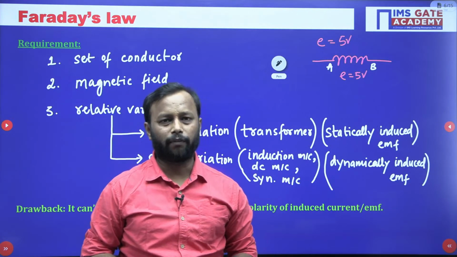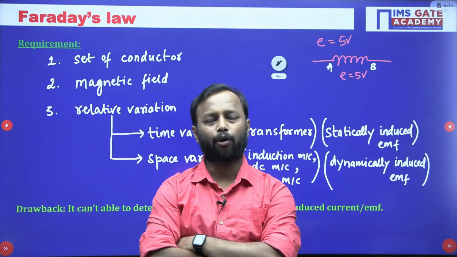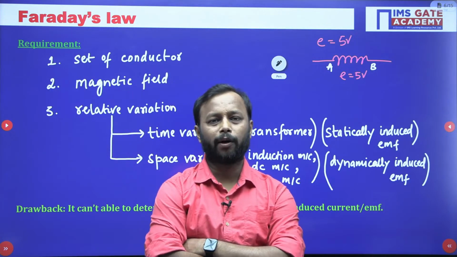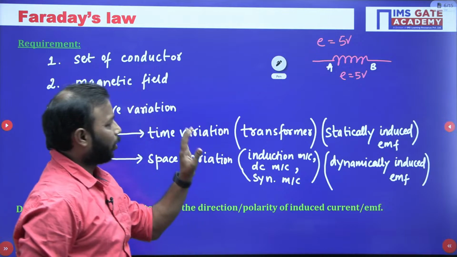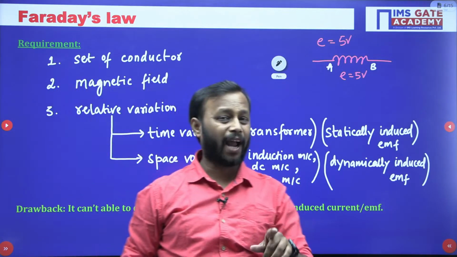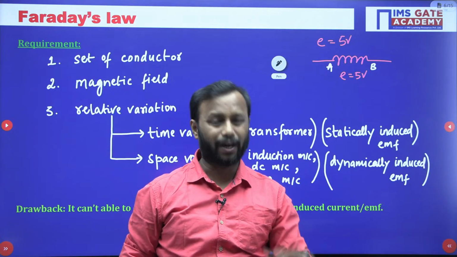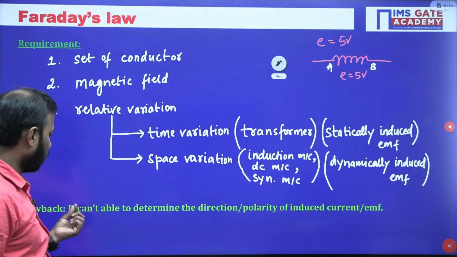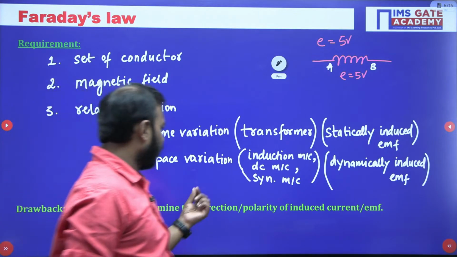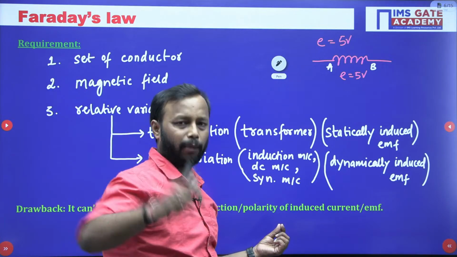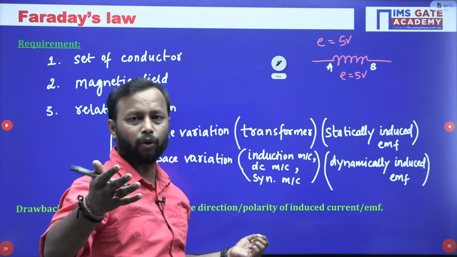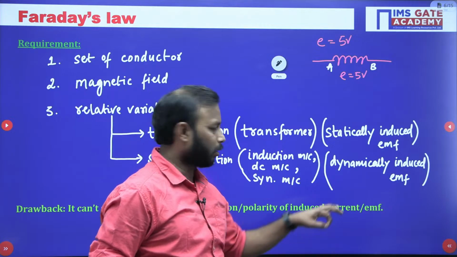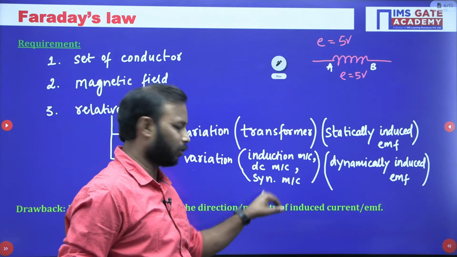So which is positive, A or B? We cannot tell, because Faraday's laws will give you only the magnitude, not the polarity. Am I clear? Therefore, this is a drawback or a limitation. It cannot determine the direction of the induced current, because from the induced current your EMF is going to be generated. Direction is for the induced current and polarity is for the EMF.